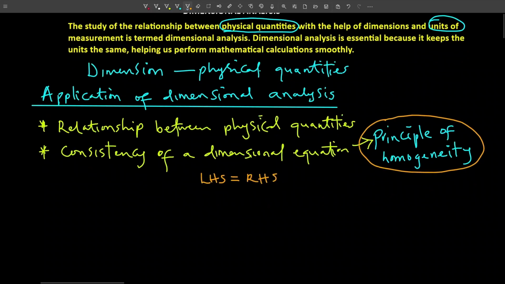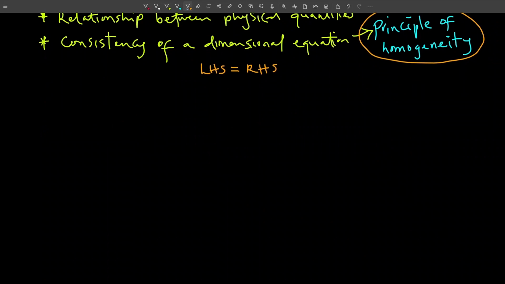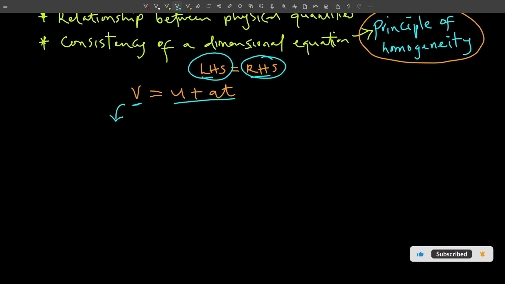Let's take a look at a very popular equation. Let's use V equals U plus AT, one of the equations of motion. Let's see if this equation obeys the principle of homogeneity, which means let's see if the dimensional equation is consistent or true. For it to be consistent, the dimension of the left-hand side, which is V, must be equal to the dimension of the right-hand side, which is everything you see over here. In case you don't know how to get dimensions, you can check out the previous videos to understand the concept of dimension.